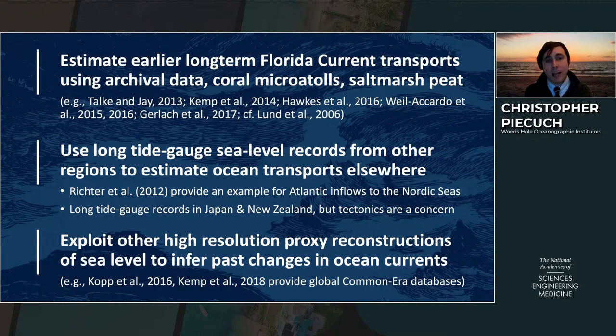And so I would encourage using long tide gauge records elsewhere to try to estimate other ocean currents. Kristen Richter provides a nice example in the case of the Atlantic inflows to the Nordic seas over the past 50 or 60 years. The caveat in that study is that she and her colleagues did remove that linear trend. So I think that this issue should be revisited in that region, but trying to deal with that linear trend issue. And of course, there are long tide gauges elsewhere. What I think is particularly salient in the context of a meeting on solid earth geophysics are these long records in places like Japan and New Zealand, which potentially can tell us about past changes in Pacific Ocean circulation. Of course, one has to contend with things like tectonics, which presents an interesting challenge. And finally, it'd be good to exploit more generally these growing global databases of high resolution proxy records.